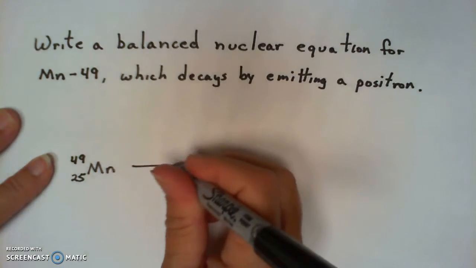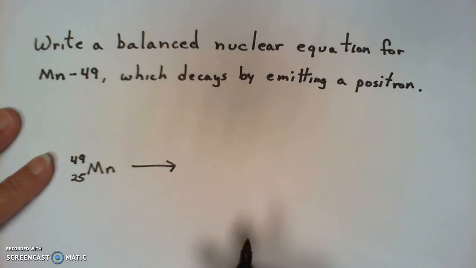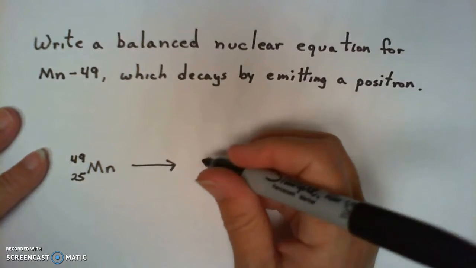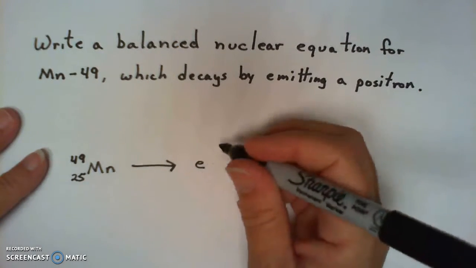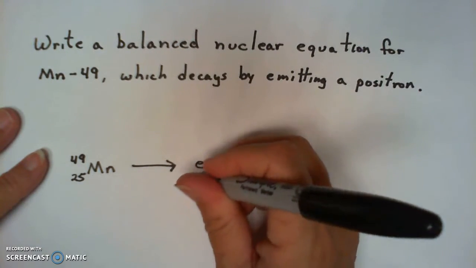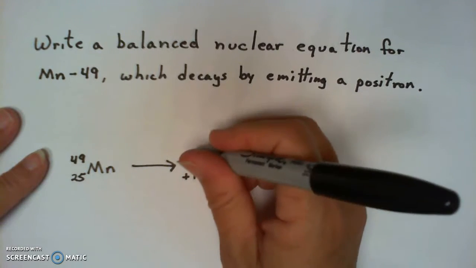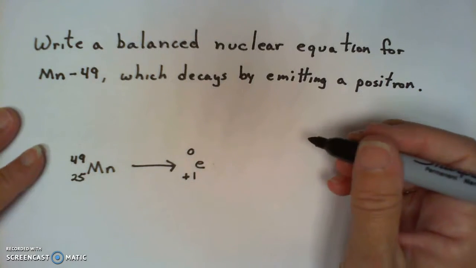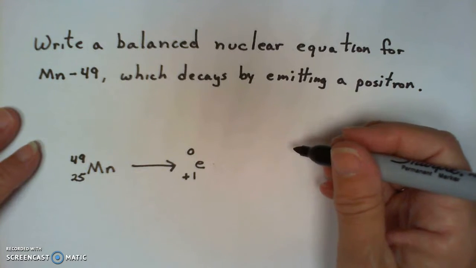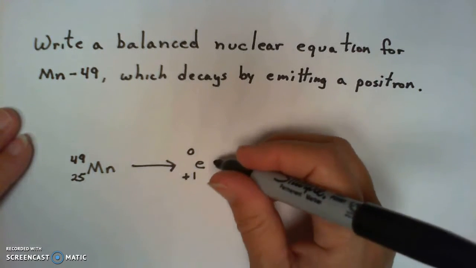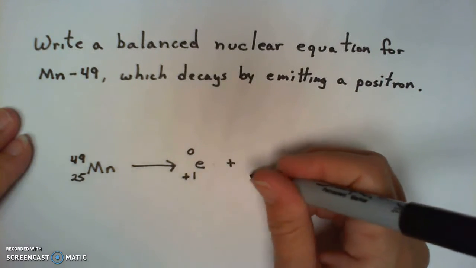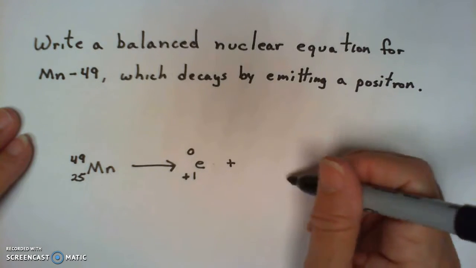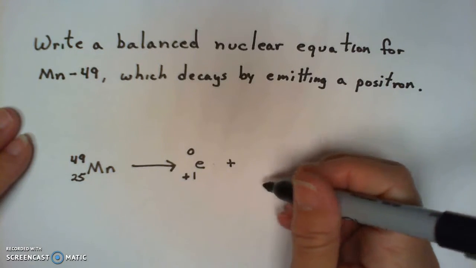This is going to decay, so let's draw an arrow. It's going to decay by emitting a positron. A positron is sort of like a positive electron. It has a positive 1 charge and a negligible mass. Of course, it has some mass, but it's not very much. We're not going to count it. And it will produce a daughter nuclide.